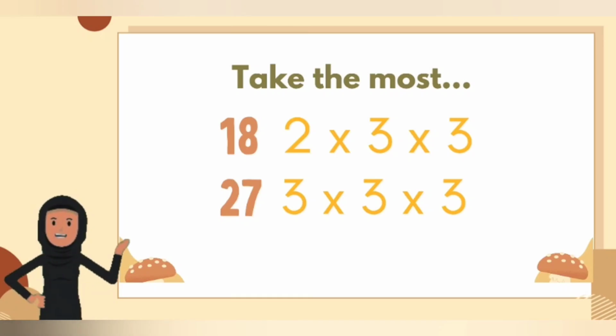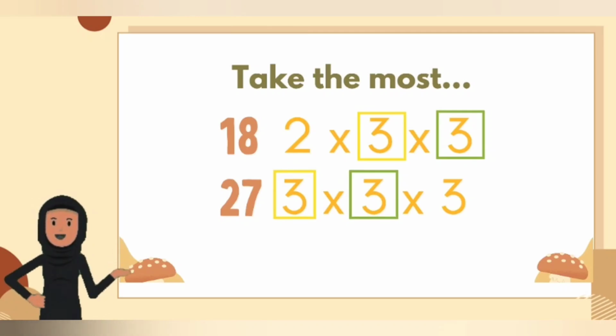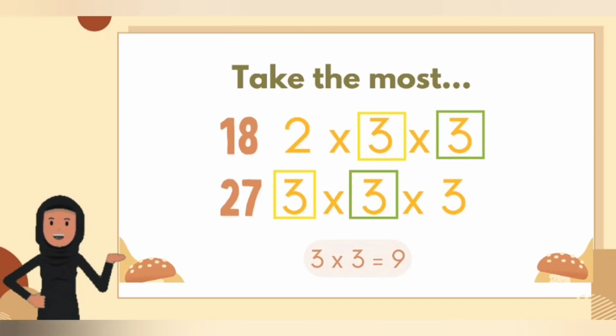Now we take the first 3 and the second 3, and done. There is no 2 in 27, and also there is no third 3 in 18. So we can say that the highest common factor of 18 and 27 is 3 times 3, which is 9.